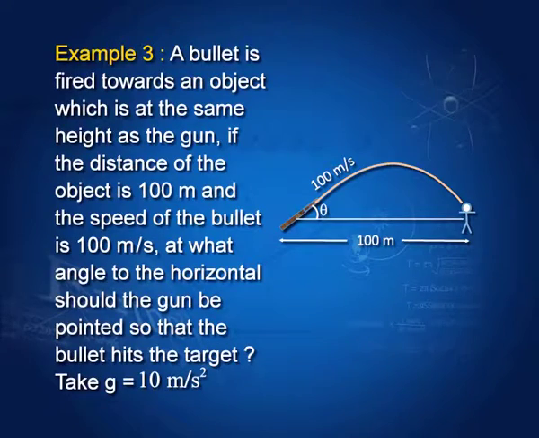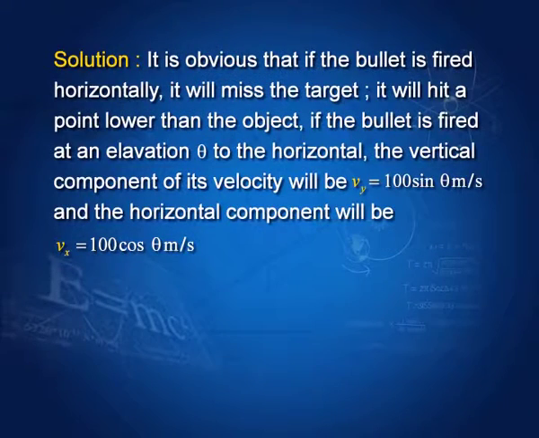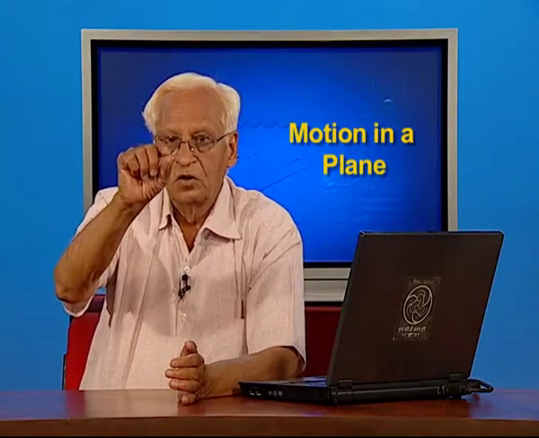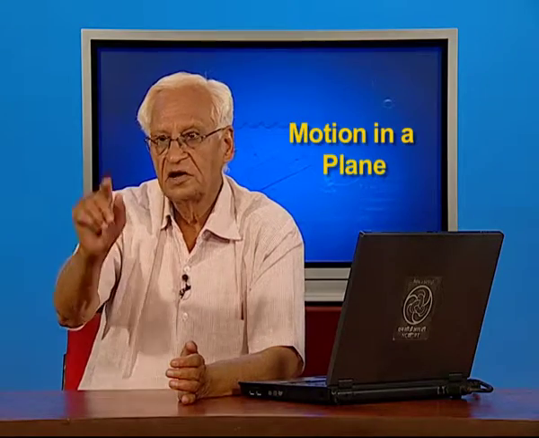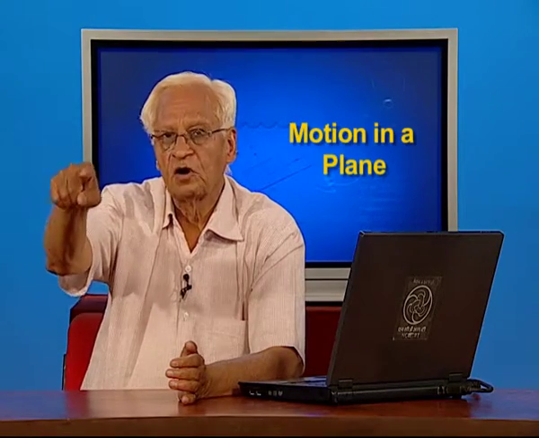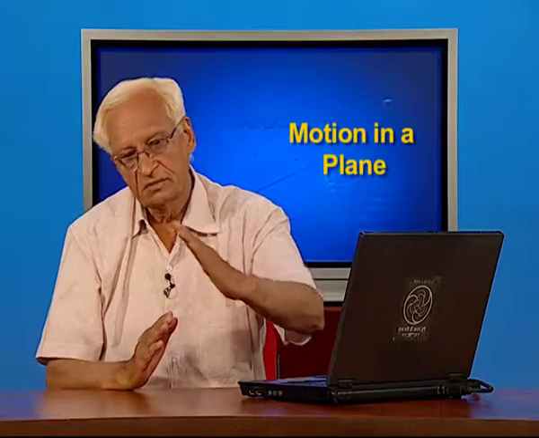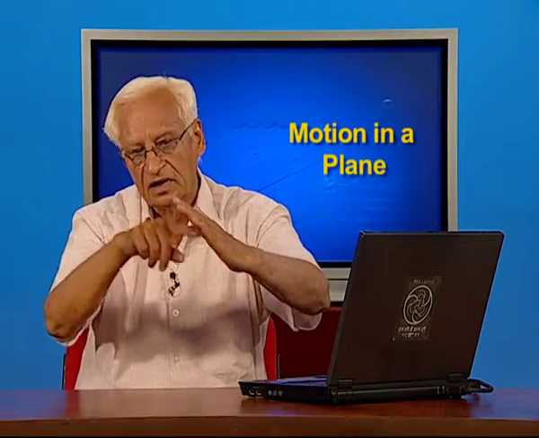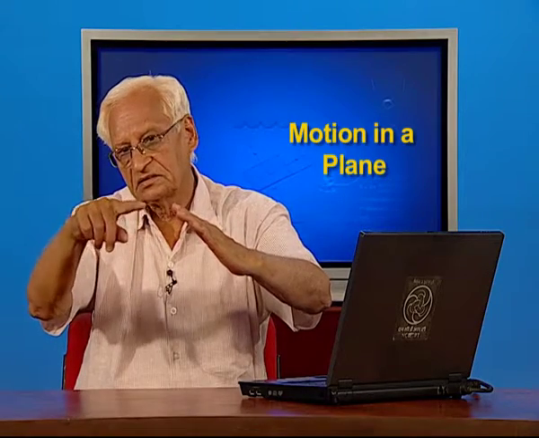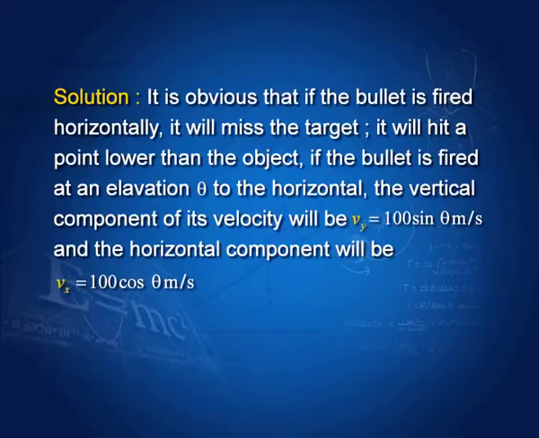So, let us see how we calculate this angle. It is obvious that if the bullet is fired horizontally like this, because of the attraction of the earth, it will take this path, and therefore, if the target is here, it will not hit it. So, we must point it at an angle, as I explained to you earlier, so that the path taken like this hits the target. So, it will hit a point lower than the object if it is fired horizontally.